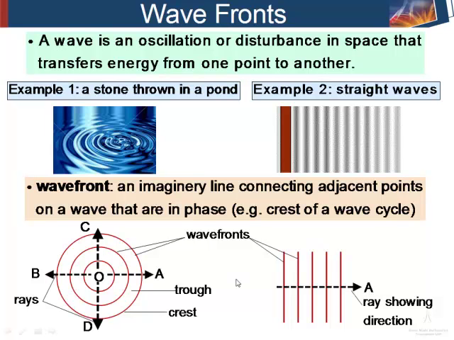And in a wave, we know we've got crests and troughs. So in this example here, the lines will be the crest, the highest point on a wave, and the spaces in between are the troughs. Similarly, on your straight waves here, the lines represent the crests and the spaces in between represent the troughs.